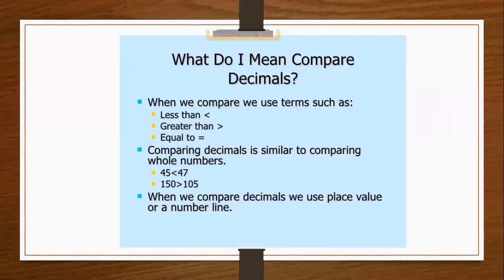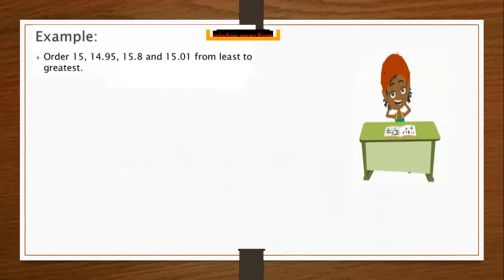Okay, so what do I mean by comparing decimals? To put the sign between them, which is less than, greater than, or equal. And comparing decimals is the same as comparing whole numbers. Okay, let's have an example. Order 15, 14.95, 15.8, and 15.01 from the least to the greatest.